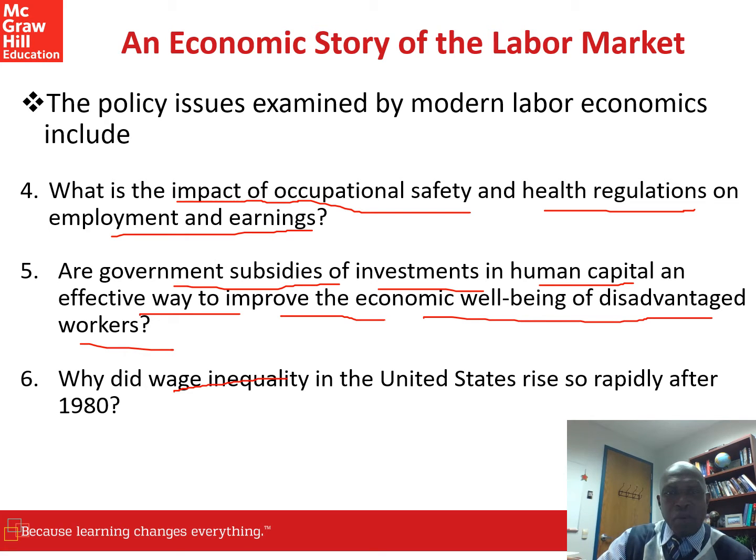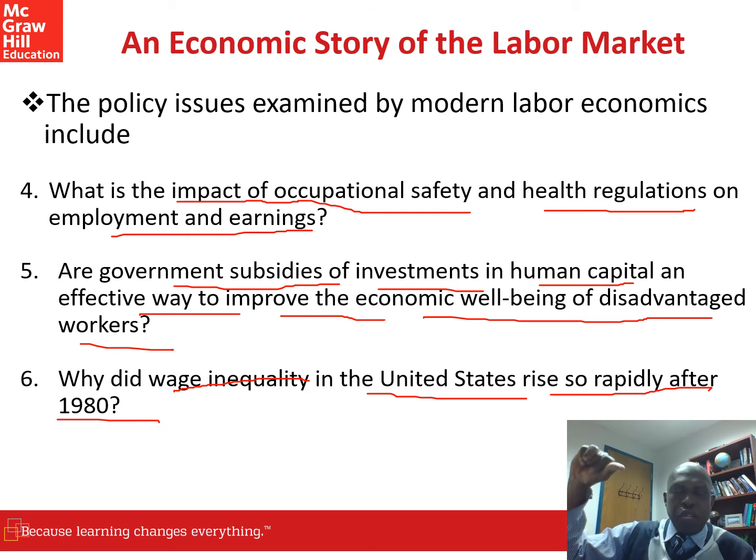Why did wage inequality in the United States rise so rapidly after the 1980s? We know that after the 80s, in the 90s, we had technological innovation, which led to the internet. With the internet, skilled workers were able to increase their productivity, and therefore they were making more money. Their salaries and wages went up. Less skilled workers, because they're less productive, saw their wages and salaries go down. Therefore, the income gap between skilled workers and less skilled workers keeps widening in the United States.